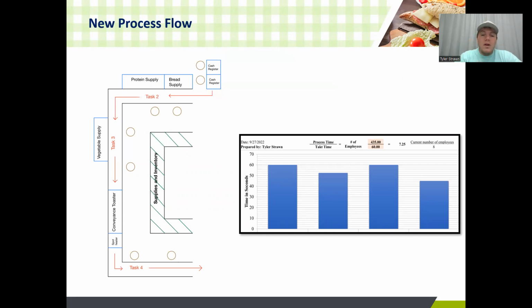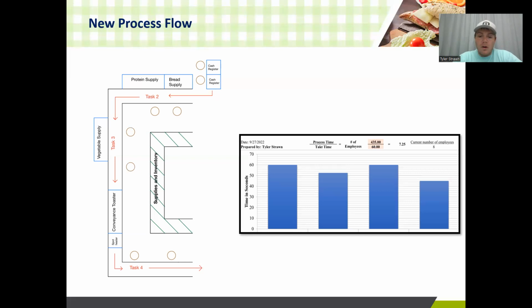So we have 2 employees manning the cash registers, taking orders, collecting payments, where it is moved into task 2, where they're able to collect the bread and add the protein, where it slides down the table into task 3, where our employees are adding vegetables and toppings and placing it on that conveyance toaster. Task 4, you can see the 2 employees down there at the bottom are taking the sandwich off of that tray that is under the spot heater and wrapping them and delivering them to the customer.